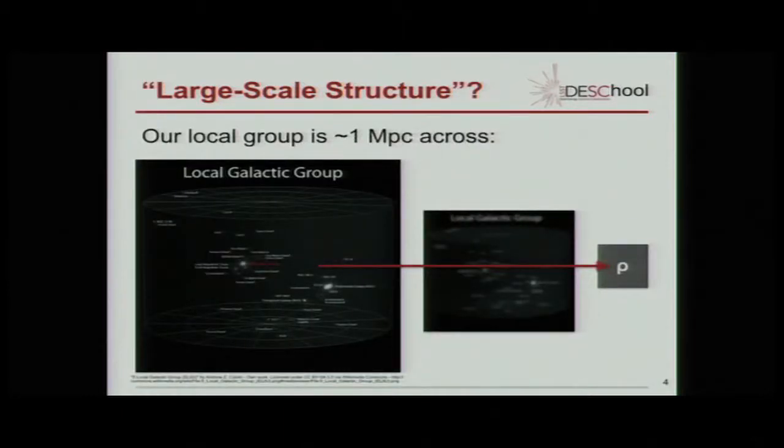Another way of thinking about a megaparsec scale is that our local galactic group is about a megaparsec across. It's about 0.8 megaparsecs between the Milky Way and Andromeda. So for the purposes of this talk, we're going to take all of the interesting structure inside our local group, blur it out more than that, and distill it down to one number, one average density for that whole group. So we really are talking large scales here.